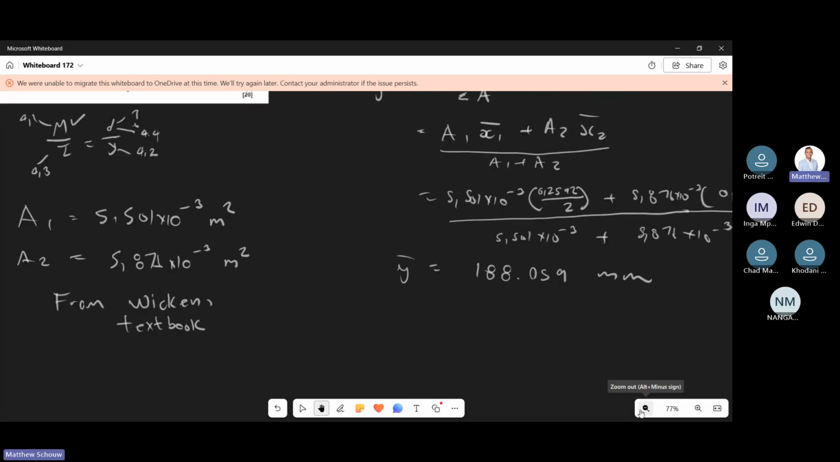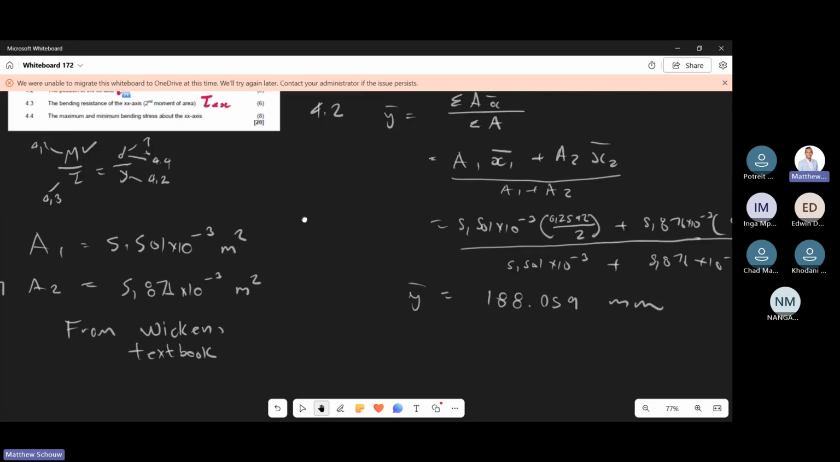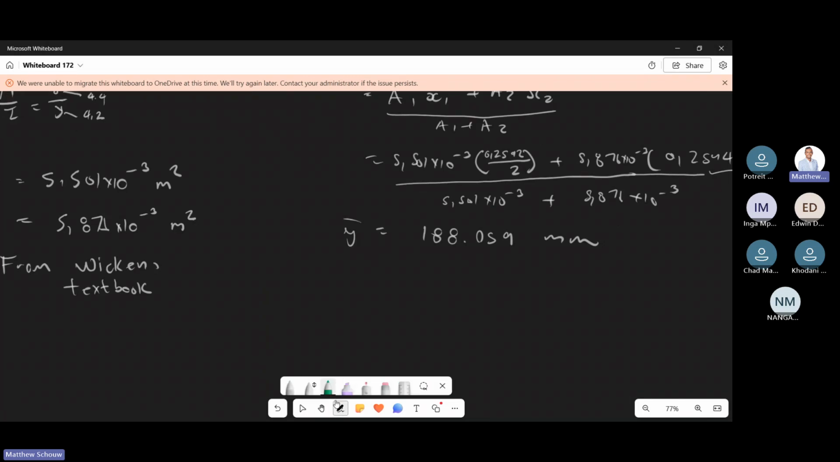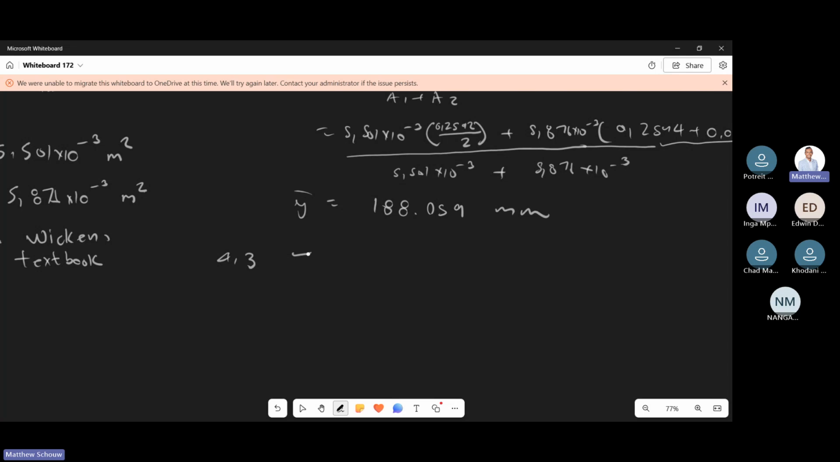And then let's quickly do, so that's 4.2. 4.3 is the second moment of area. Okay. So the second moment of area, we need to find it for each individual element. So the standard formula is I total will be IXX plus A h squared. Again, this is the parallel axis theorem.